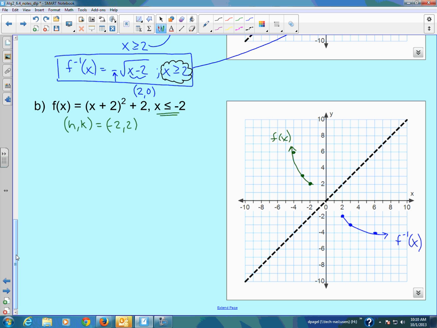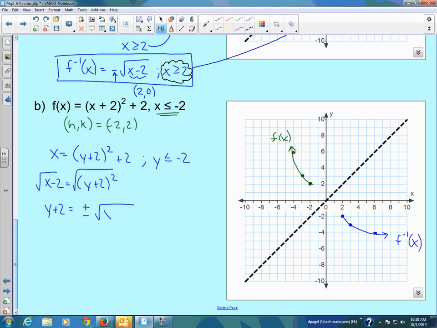So looking at the graph, you can get an idea. I'm starting everything y value below negative 2, and I'm starting x values everything to the right or equal to 2. So now when it comes to writing my equation, don't forget to include that restriction, also changing x's into y's. Then we get x minus 2 is equal to the quantity of y plus 2 squared. And then we square root both sides, and we get y plus 2 is equal to plus or minus the square root of x minus 2.